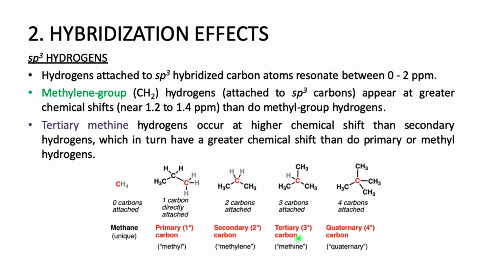The methine or tertiary hydrogens usually occur at higher chemical shift than secondary hydrogens, which in turn have a greater chemical shift than do primary or methyl hydrogens. Compared to the hydrogens attached to primary or secondary carbon atoms, the protons attached to a tertiary carbon, the methine hydrogens, appear at a greater delta value when compared to the previous two.